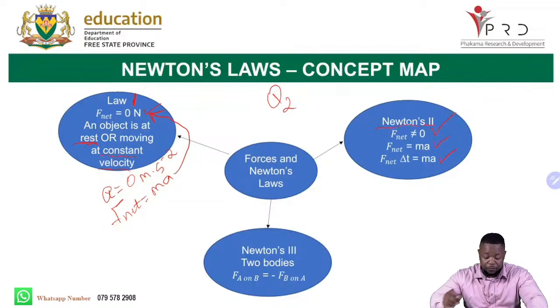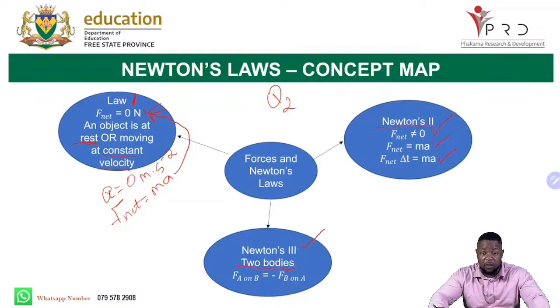Then we have Newton's third law of motion. Newton's third law of motion deals with two bodies. In your multiple choice questions, you might expect questions where action, reaction pair of forces will be tested. It is very, very important that two bodies should be involved. So action, reaction pair of forces cannot be acting on one body. They need to be acting on two bodies.